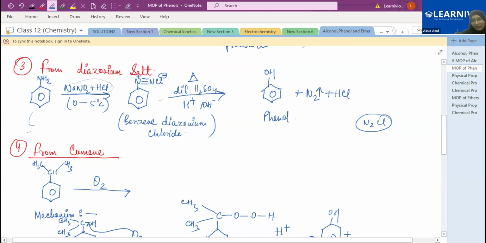Now, what happens in the next step when you add dilute H2SO4 at a certain temperature? This dilute H2SO4 will give you H plus and OH minus ions. So what happens over here?